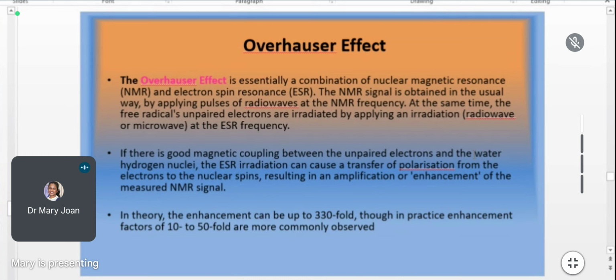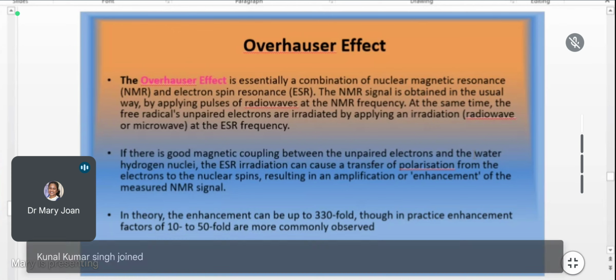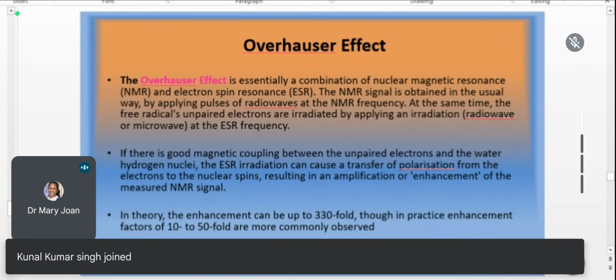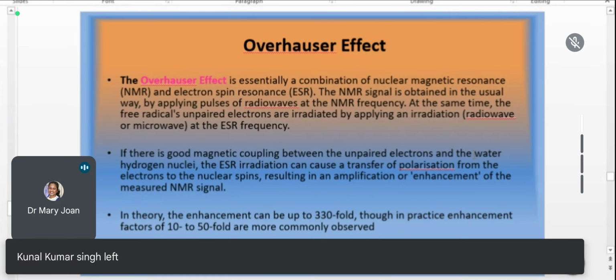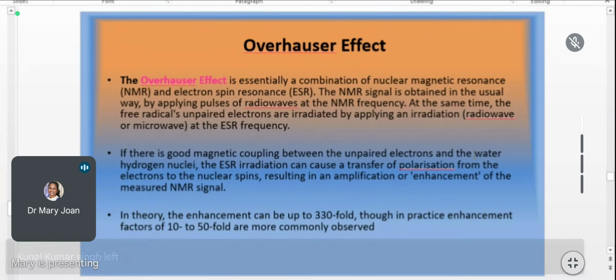So in theory, the enhancement can be up to 330-fold, though in practice, enhancement factors of 10 to 50-fold are more commonly observed. So theoretically we can have 330-fold amplification, or difference, or contrast, or resolution we can say, but we are not that technologically advanced to make use of that 330-fold difference. So we can get up to 50-fold very accurately and commonly. But you know that 50-fold more information is also good enough to understand many of the cases.